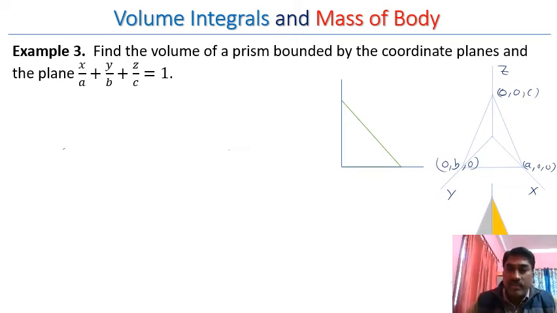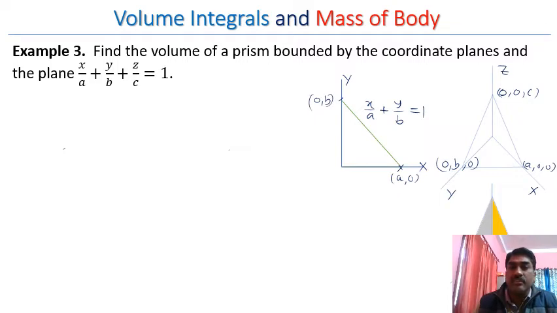To find the limits of x and y, just consider the plane wall of the prism on the xy plane. Let this be the x-axis and this be the y-axis. On the xy plane z will be 0, so the equation will be x by a plus y by b is equal to 1. You already know this is the point a, 0 on the x-axis, and this is the point 0, b on the y-axis. This is the equation of the line.